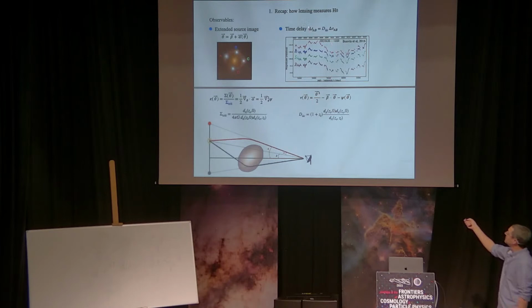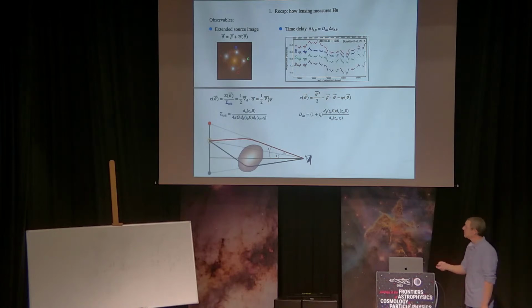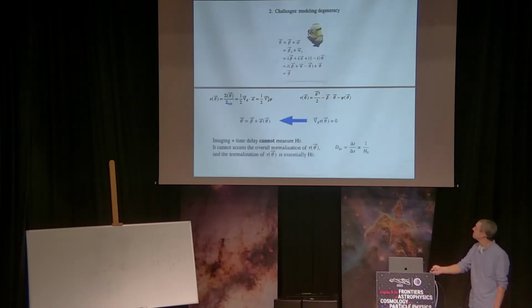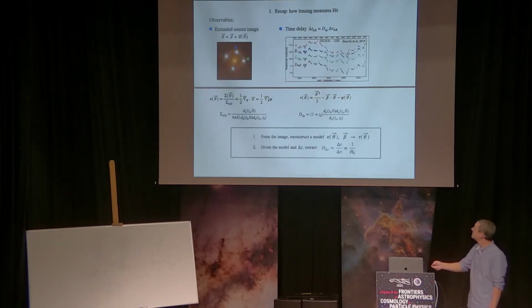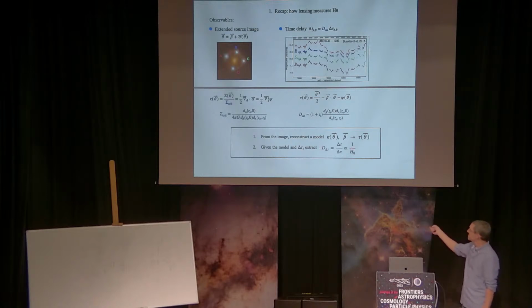The full time delay, this here, which is observed, is proportional to the dimensionless time delay with this proportionality factor D. D is another cosmological factor. It's the time delay distance, which scales like angular diameter distance. So D is proportional to 1 over h0, and that's how you're going to go ahead and do this. Yes, so from the image you get kappa and beta. From kappa and beta you get tau. From tau and delta t you get the time delay distance, and from this h0.